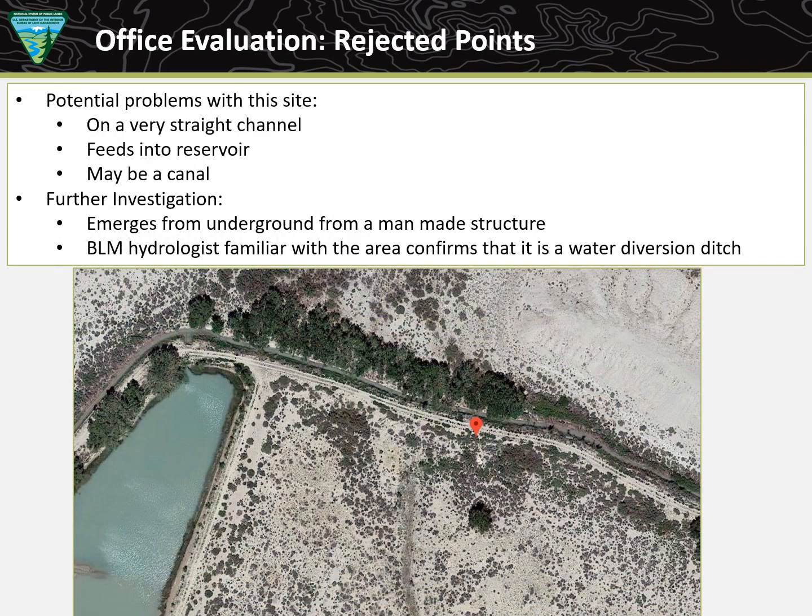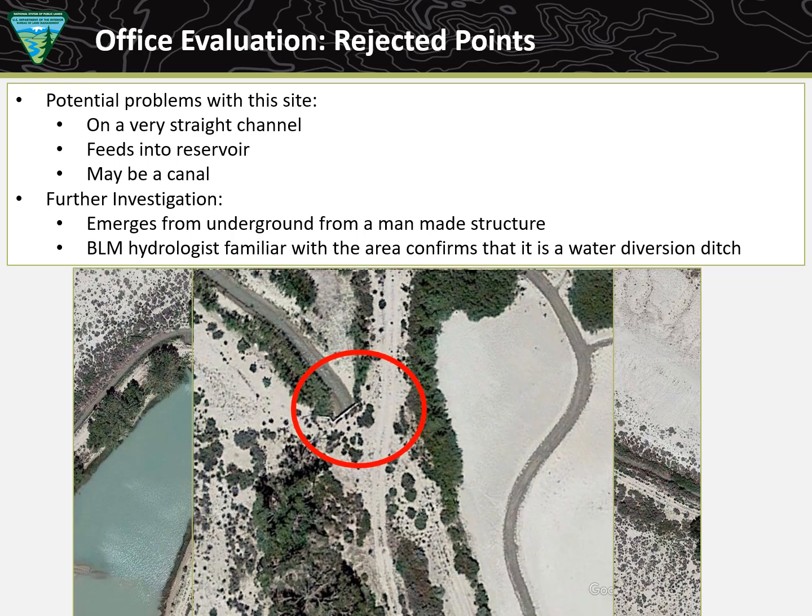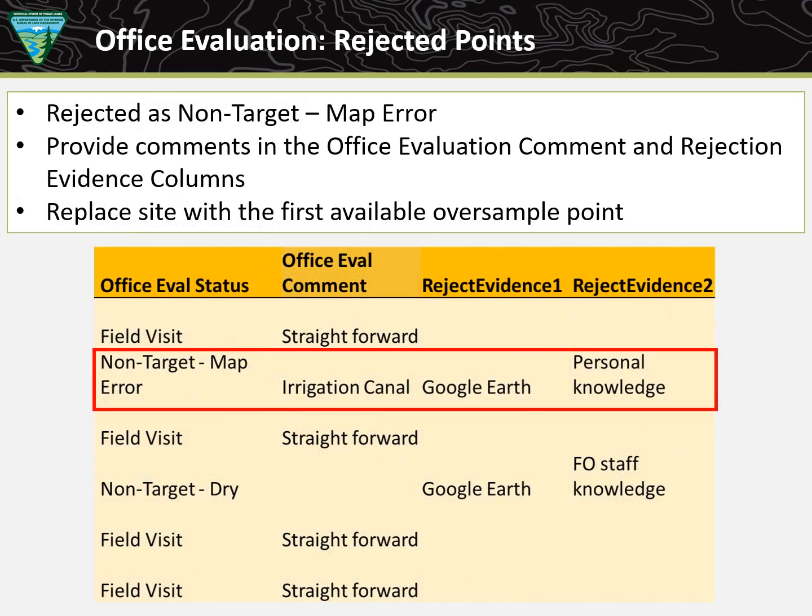For example, this point from the Royal Gorge Field Office was located on a stream channel that is very straight and flowing into a reservoir. With some further investigation, it became apparent that the stream emerges from underground from a man-made structure, and a BLM employee confirms that the feature is a water diversion ditch. This stream should be rejected as non-target map error in the Office Evaluation Status and have the appropriate comments in the Office Evaluation Comments and Rejection Evidence columns.